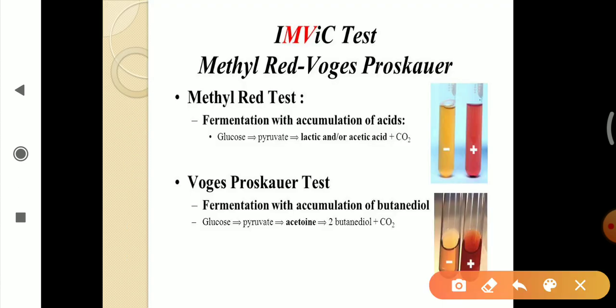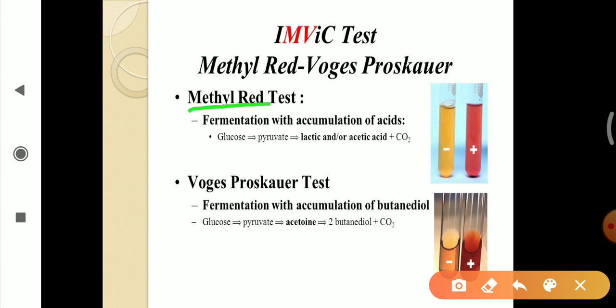Now we will see what is the principle behind the methyl red test and the Voges-Proskauer test. There are several different types of fermentative pathway, and the members of Enterobacteriaceae can metabolize glucose to pyruvic acid. For the methyl red test we are using the GPB broth, which is a strongly buffered broth, hence minute quantities of acid, if produced, will not permit the pH of the medium to drop. So it is a strongly buffered broth.